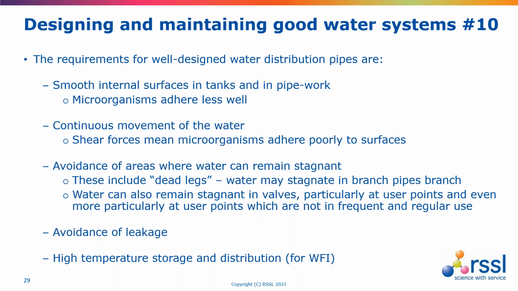So, in summary for this part on the design of water systems, we want well-designed pipes, smooth internal surfaces, fast-flowing turbulent water, and continuous movement of water where we can. We also need to be conscious that towards the end of water delivery to the user, if water remains stagnant in valves around water points, or they're not in frequent use, this can be a point of contamination.